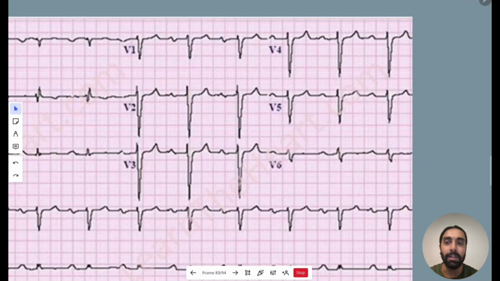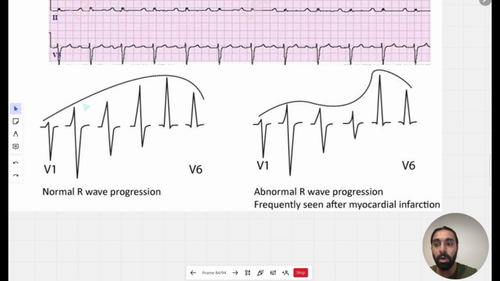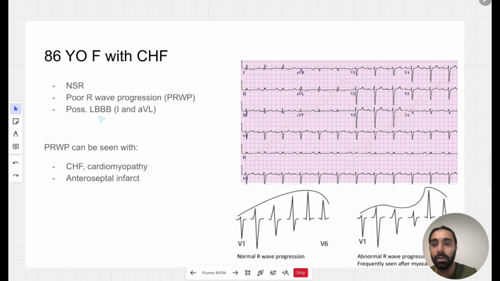We mentioned a little bit about R wave progression. You see negative, negative, negative, and you should start seeing positive QRSs in V4, and it's still negative, and it's not even positive yet in V6. So this is called poor R wave progression. This is what normal R wave progression is supposed to look like, and when you see abnormal, where it's just taking too long to get positive, that can be seen after an MI especially. So all in all, left bundle branch block and poor R wave progression in this patient.